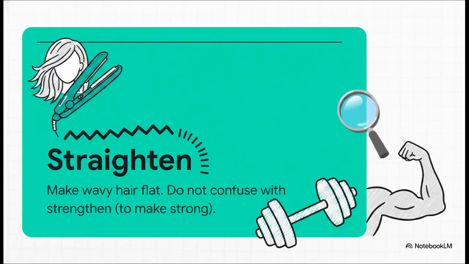When we talk about changing our hair, we often use words that sound incredibly similar but mean completely different things. Straighten means to make wavy or curly hair flat and smooth. Do not, under any circumstances, confuse this with strengthen, which means to make something strong. If you're at the salon, you want to ask them to straighten your hair, not give your hair a workout.